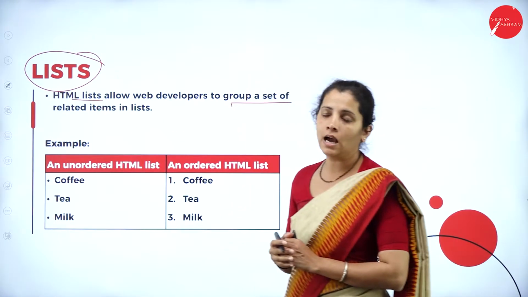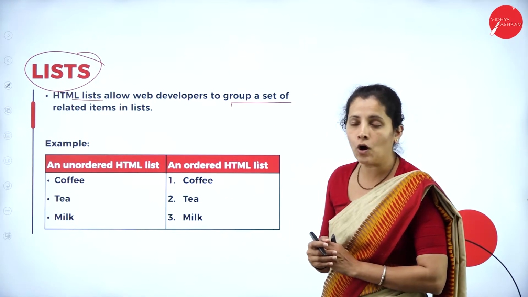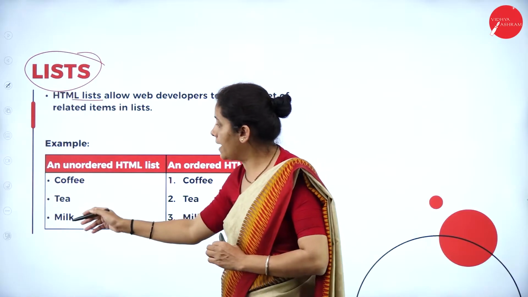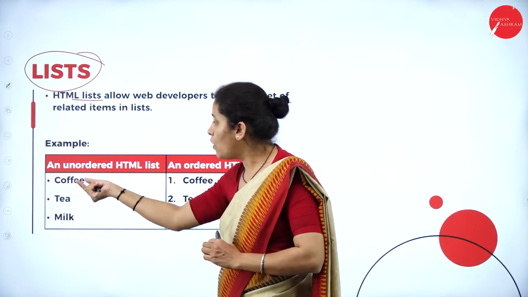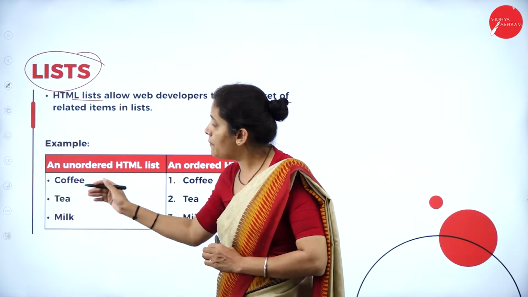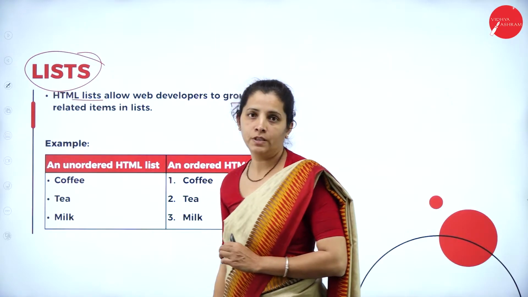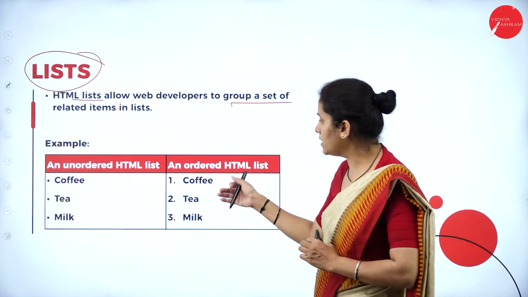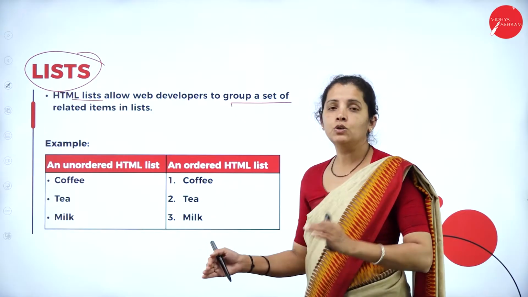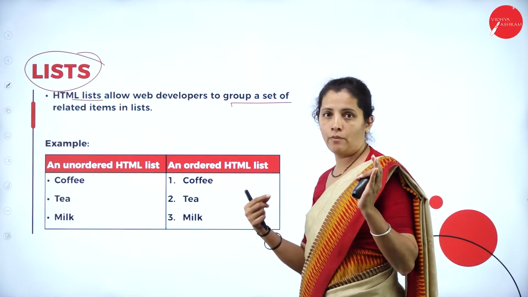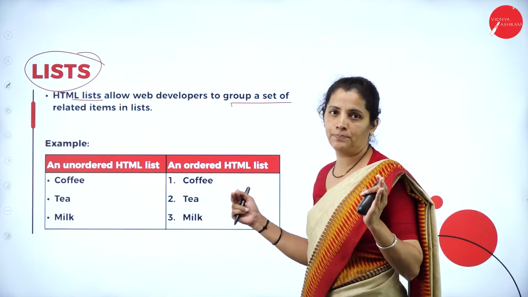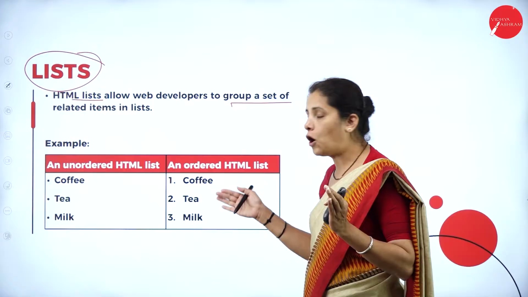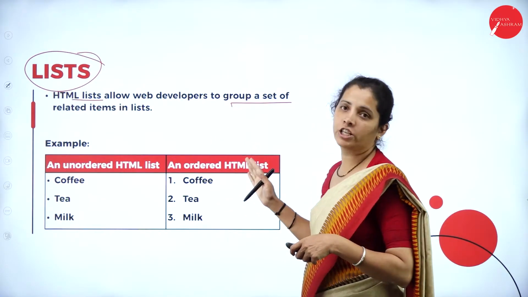So, if I consider lists, I have the ordered list and I have the unordered list. See here, if I use an unordered list, all the items, I have the drinks: coffee, tea and milk. To display, I'm using bullets. So here all the items are listed in the form of an unordered list. Now see here, if I consider an ordered HTML list, first I want to list coffee, then tea, then milk. So order wise, first one coffee, second one tea and third one milk. If I use the order, then it is known as an ordered HTML list.